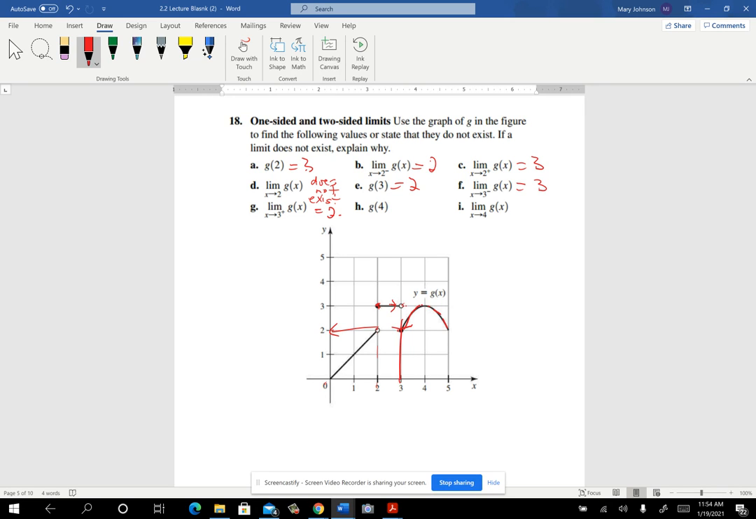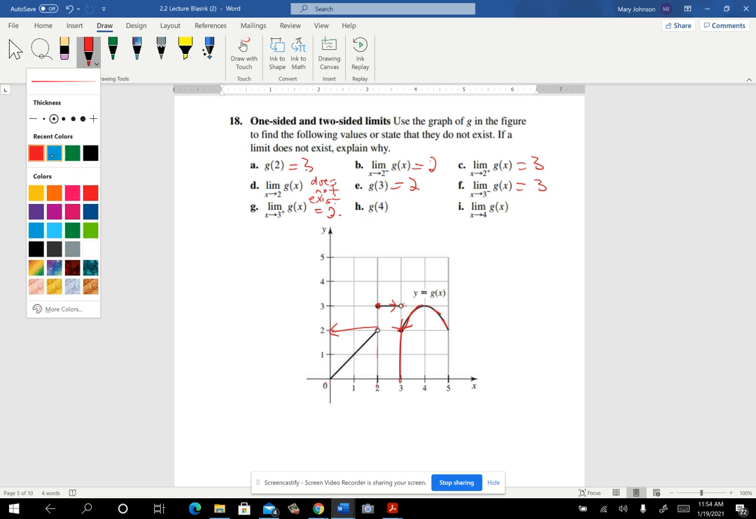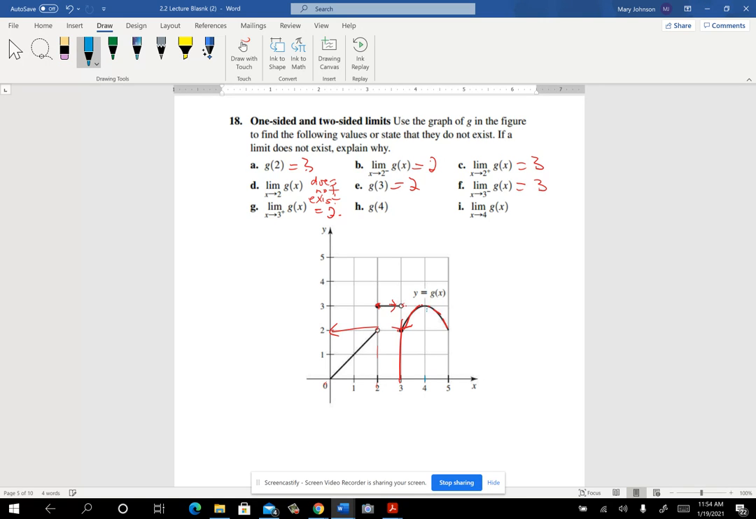Okay. Now let's look at g of 4. g of 4 would be 3. The limit of the function as x approaches 4 would equal 3 as well, because whether you go from the left side or the right side, you wind up getting that to equal 3.